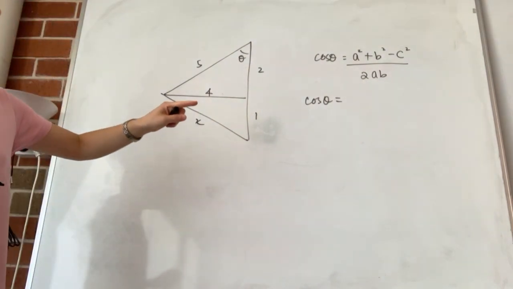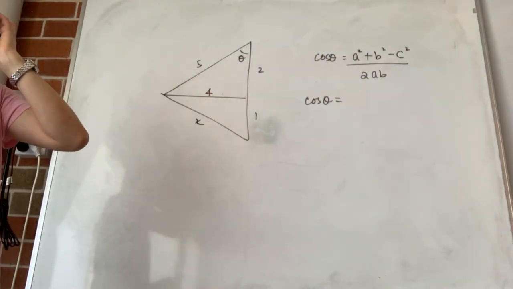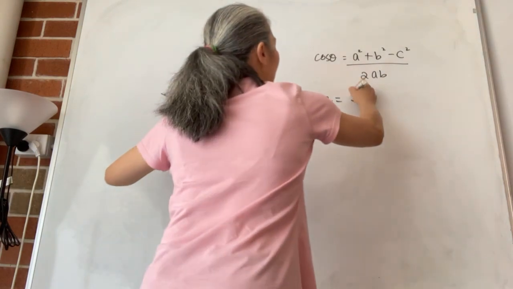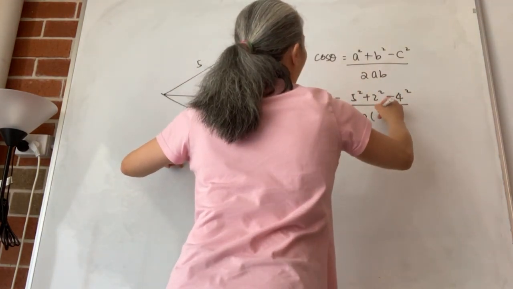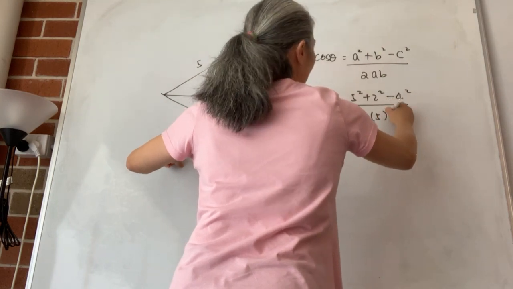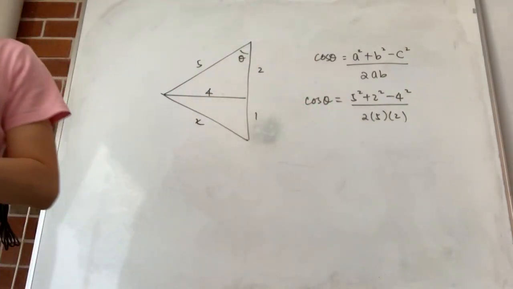So what is my A and B? 5 and 2. Good, I agree. Go ahead. It doesn't matter which one you label A and B, you just can't label C inside. Exactly. A and B is okay to swap, but not the C.